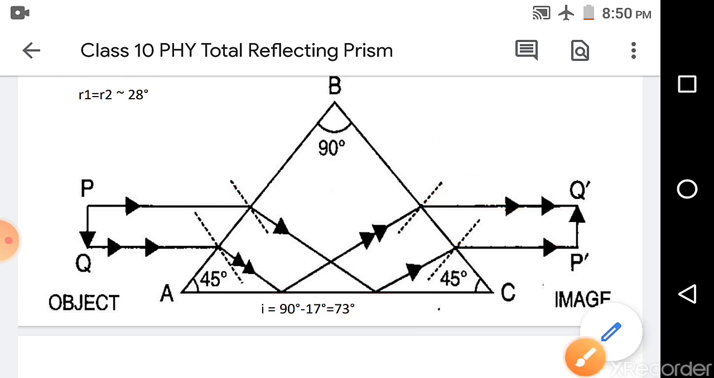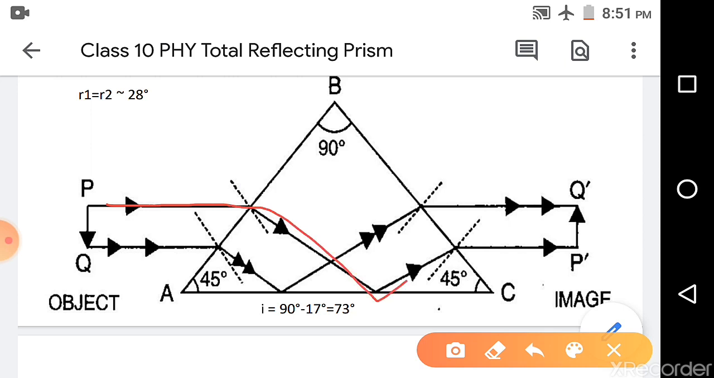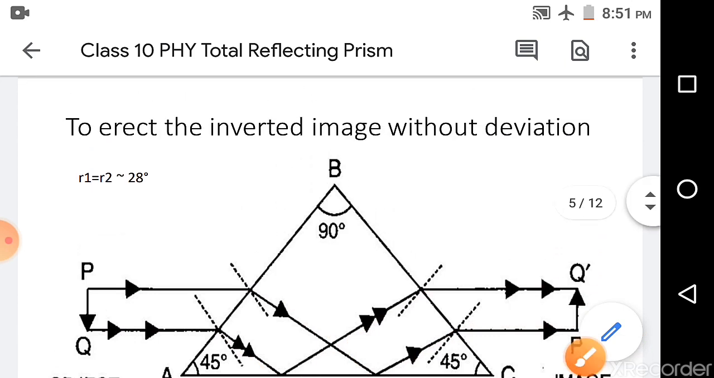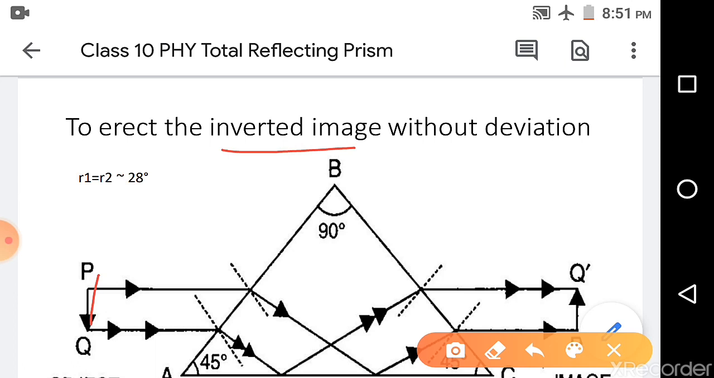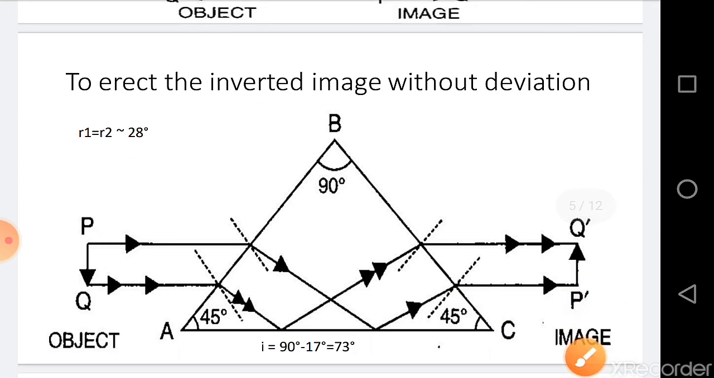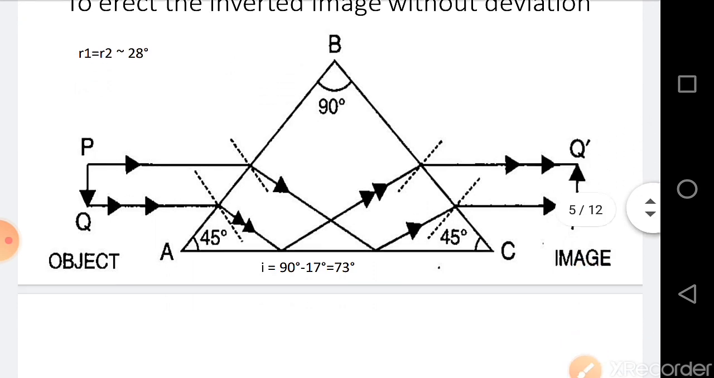But what is the difference? See, this is the light ray coming from the point P, and now it is below the point Q. The light ray coming from Q is now above this light ray. So the emergent light rays are inverted, so the object is inverted. That means the motive, as we have taken, is to erect the inverted image. So the inverted image PQ is now erected as P dash Q dash. So this is it.